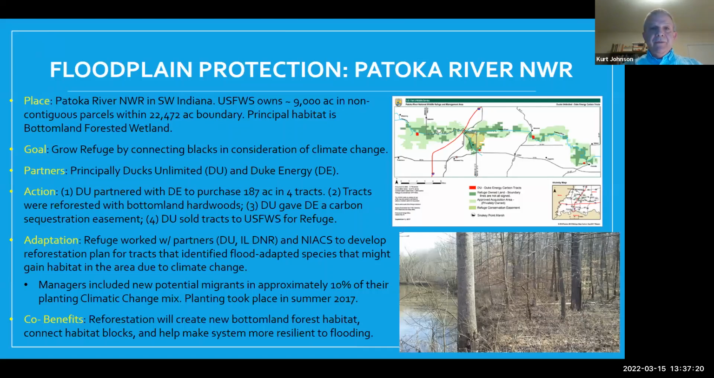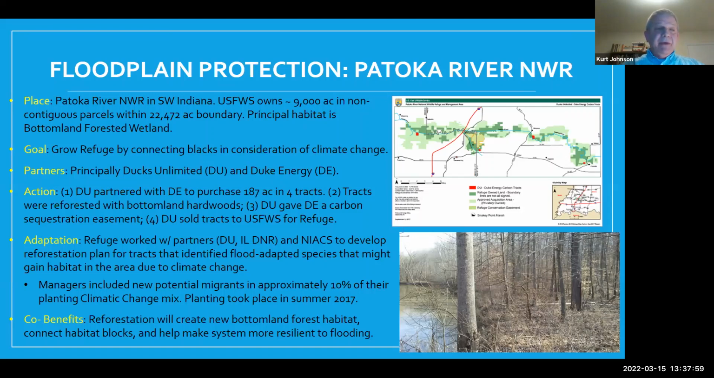Service has many national wildlife refuges that are along river systems. The Patoka River National Wildlife Refuge is in southwestern Indiana. It's a relatively new refuge. It has about a 23,000 acre refuge boundary, and within that, only about 9,000 acres are currently owned by the Fish and Wildlife Service. The service has been building the refuge land base really through partnering with a number of partners, but primarily with Ducks Unlimited and Duke Energy.